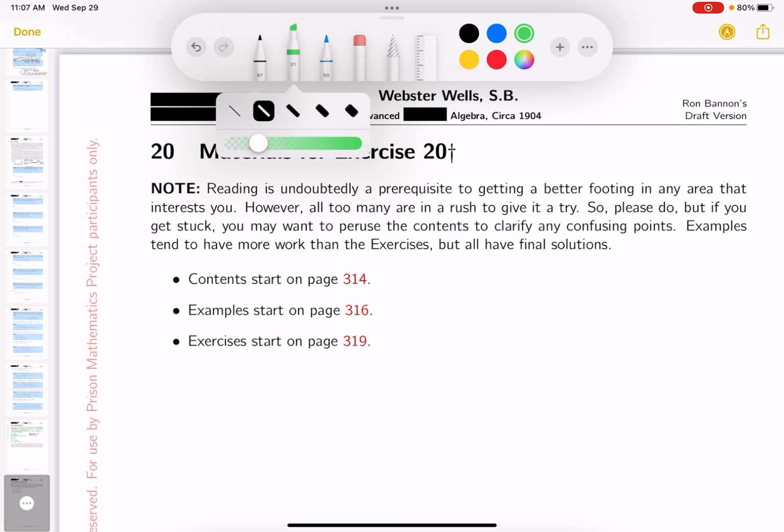So let me just point out, we're at section 20 now. And really, the whole section is designed to get you to do exercise 20. There's going to be contents. There's going to be examples, which I will go through with you. And there'll be exercises that you need to do on your own.